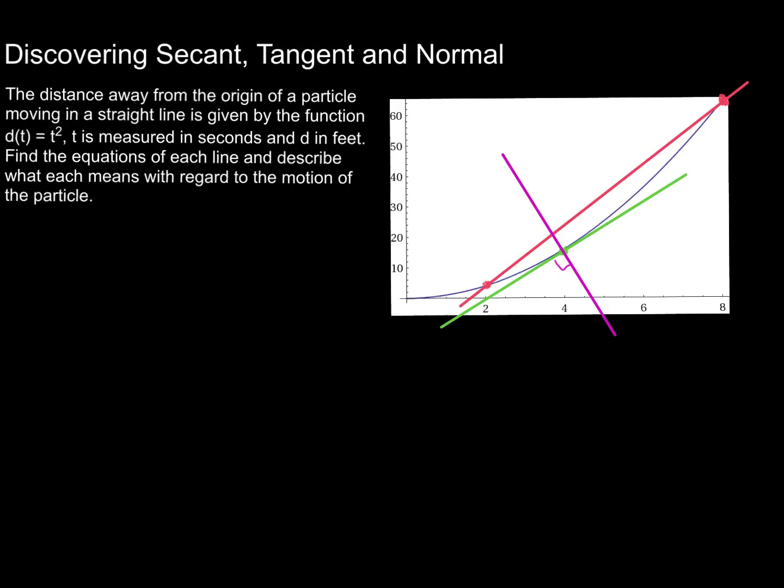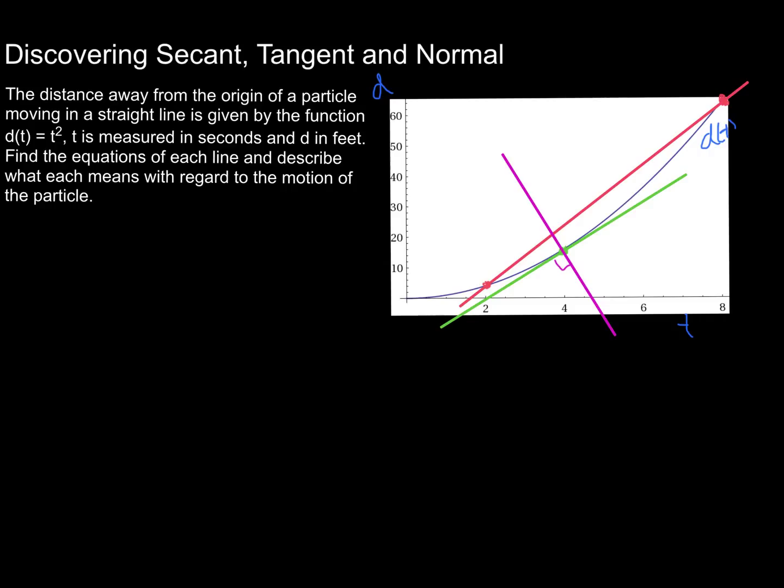So let me just direct you in what we've got going on here. Here is the function d of t. It's this quadratic function here. And I'll go ahead and label it d of t. And of course, the y-axis represents the distance in feet, and the x-axis t in seconds.